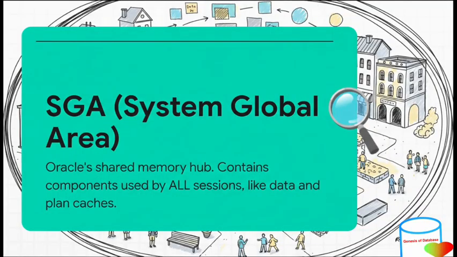So let's break down Oracle's side first. You've got the SGA, the System Global Area. Think of it like the communal town square. It's where all the shared resources live. You know, the data blocks everyone needs to get to, the query plans that can be reused. It's really the memory for the entire instance itself.